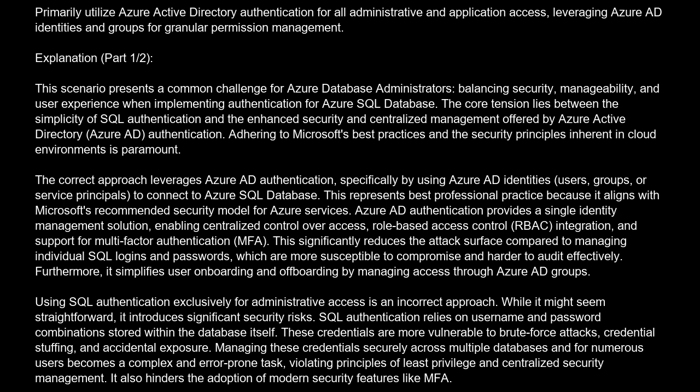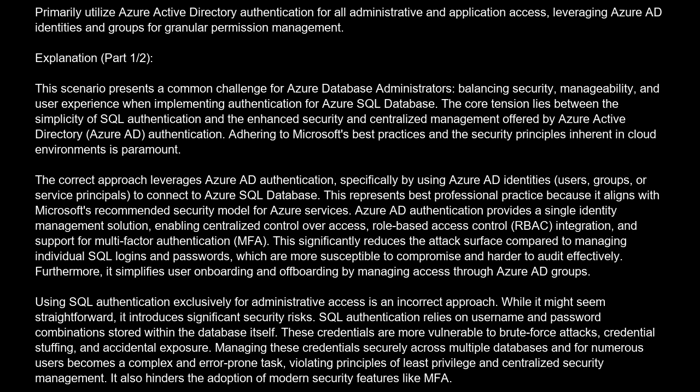This significantly reduces the attack surface compared to managing individual SQL logins and passwords, which are more susceptible to compromise and harder to audit effectively. Furthermore, it simplifies user onboarding and offboarding by managing access through Azure AD groups. Using SQL authentication exclusively for administrative access is an incorrect approach. While it might seem straightforward, it introduces significant security risks.